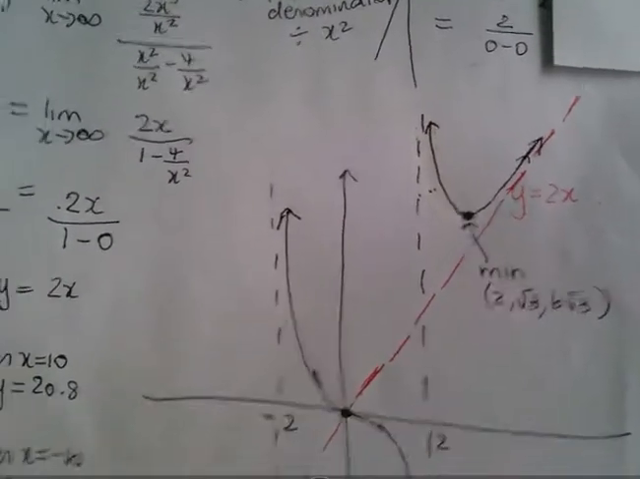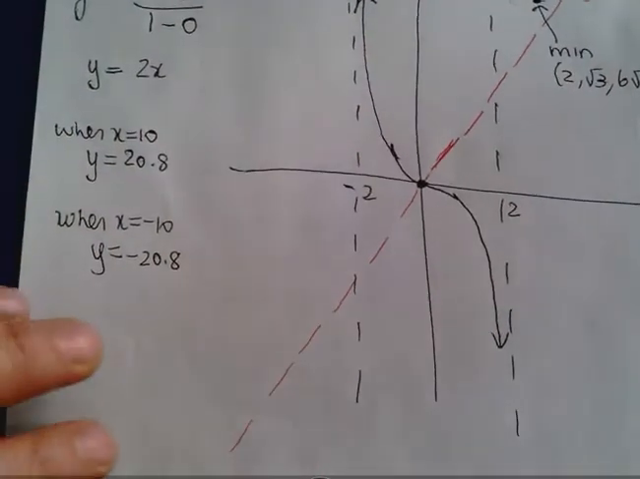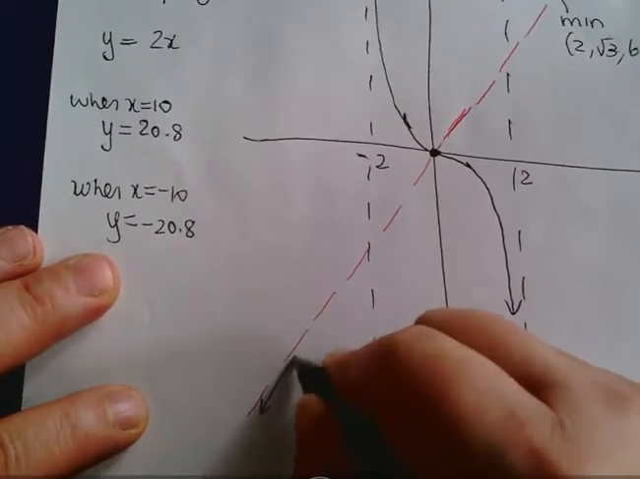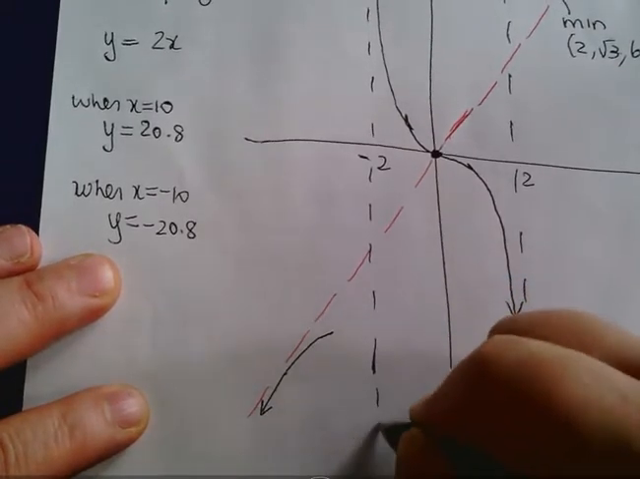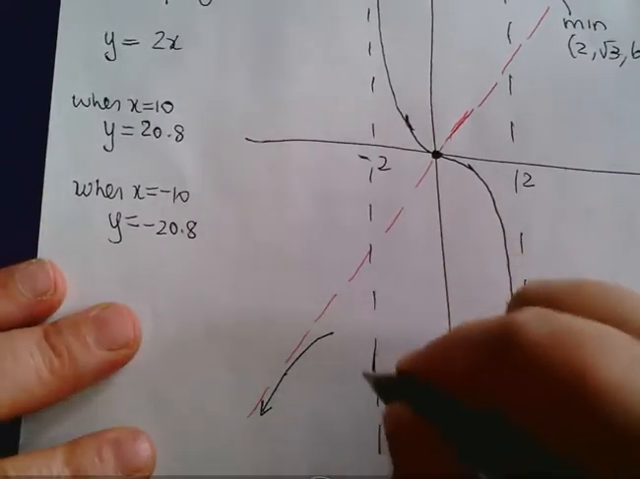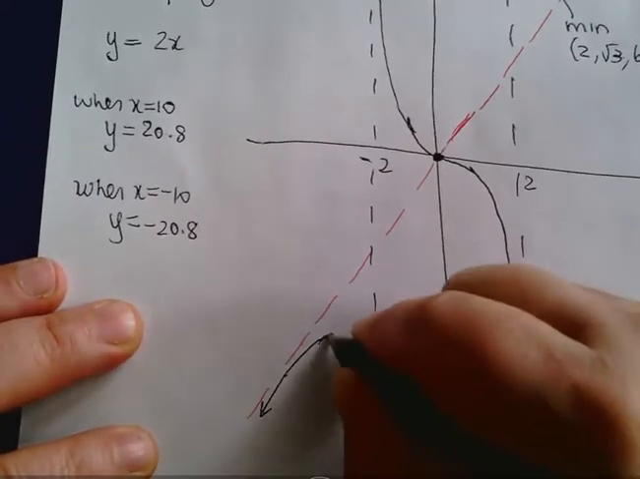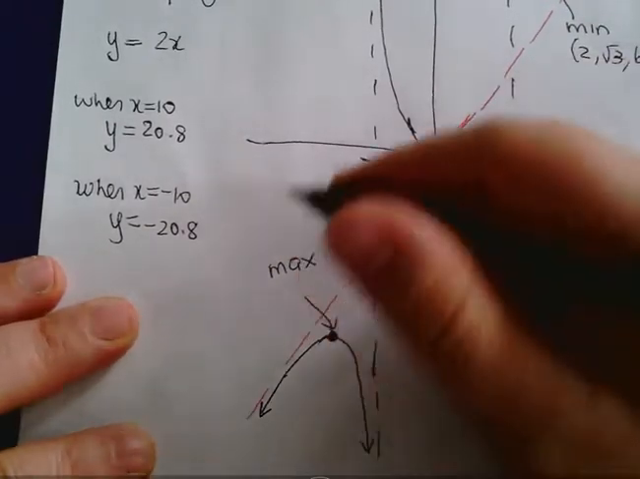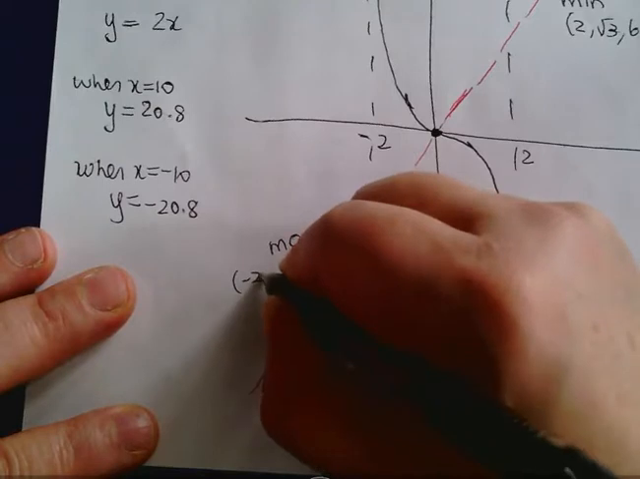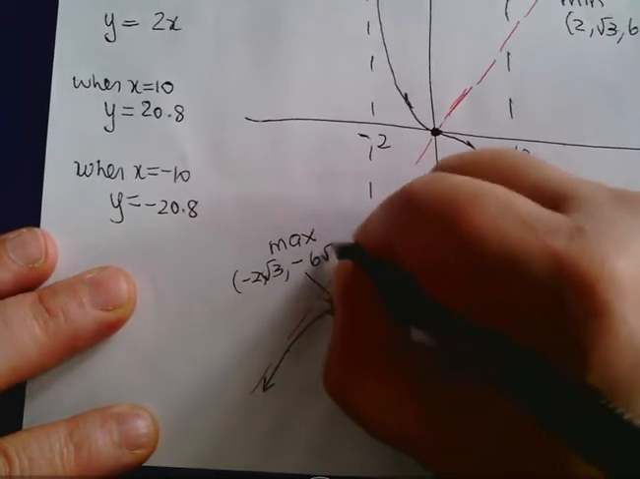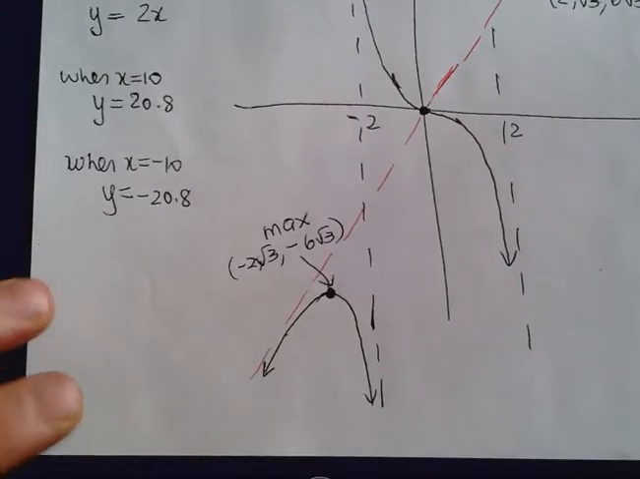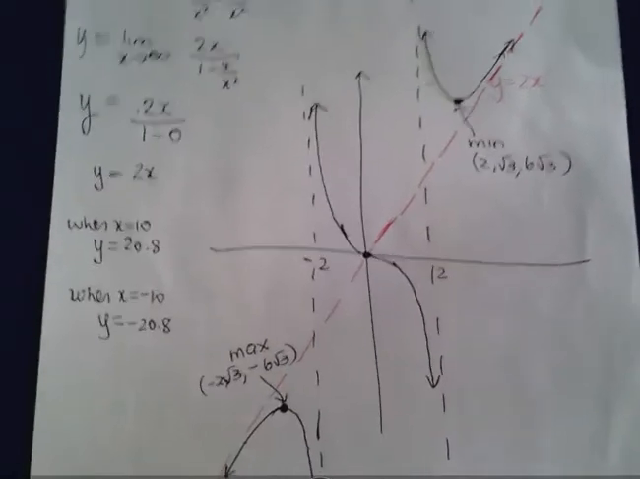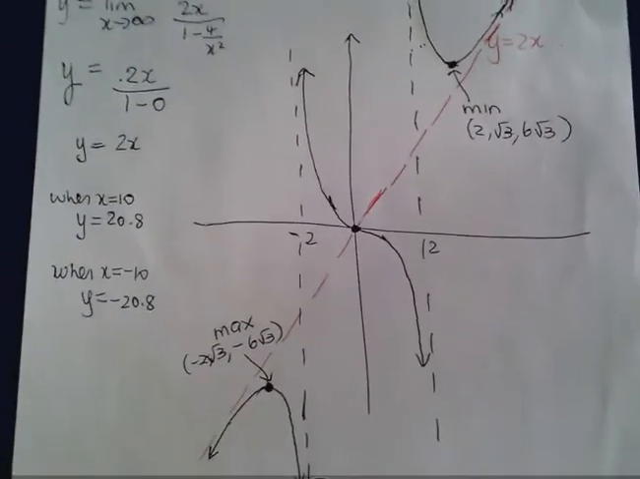Then back down here, we know that when x is negative 10, it's negative 20.8, so it's below. And we know that when x is negative 2.1, it's negative 45. We had a maximum here at negative 2 root 3, negative 6 root 3. And that's the curve. Here you go. Now that is the worst of the obliques in that exercise.